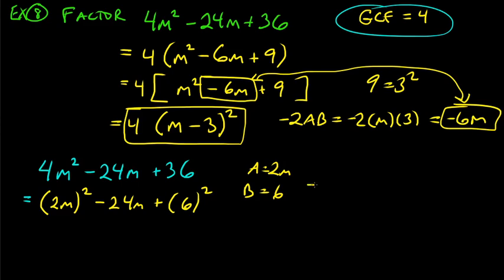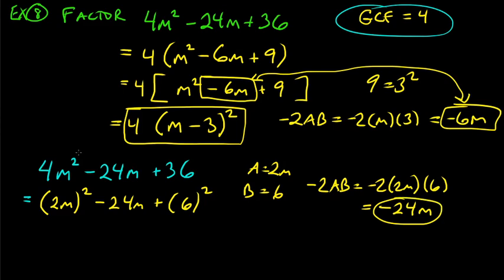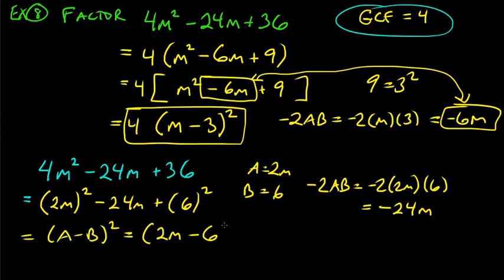So let's check the middle term. Is it negative 2ab, which is negative 2 times 2m times 6? So negative 2 times 2 is negative 4. And negative 4 times 6 is negative 24. And that is a perfect match. So because of that, we can factor this as a minus b squared. In this case, a is 2m and b is 6. So we get 2m minus 6 squared.